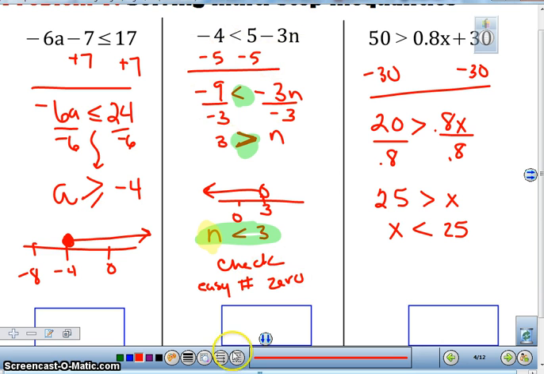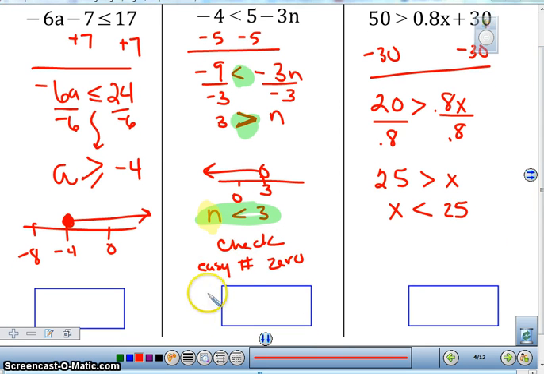Go back to your original equation. Does it make sense if we would put 0 into that equation? And if I do that, negative 4 is less than 5 minus 3 times 0, which is 0. Is negative 4 less than 5? Always.